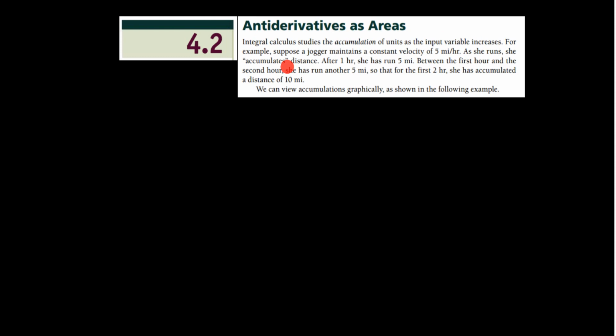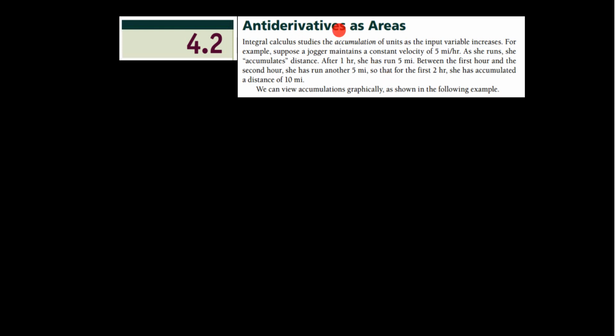So for example, suppose a jogger maintains a constant velocity of 5 miles per hour. So as she runs, she accumulates distance. After 1 hour, she has run 5 miles. Between the first hour and the second hour, she runs another 5 miles because she's keeping that 5 mile an hour pace. So for the first 2 hours, she accumulated 10 miles. Right? This is what the antiderivative uses as the area does.